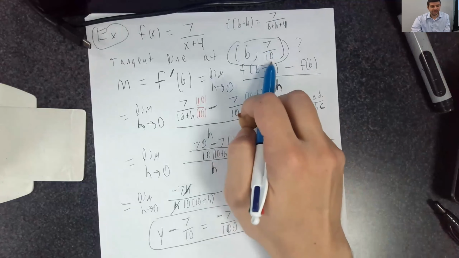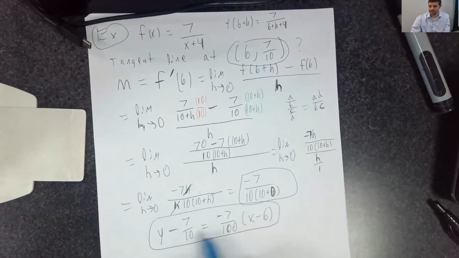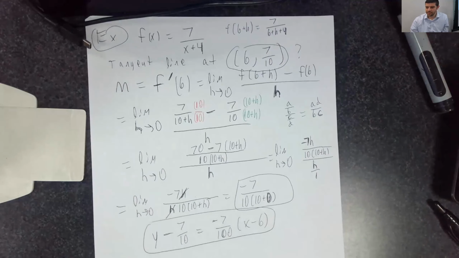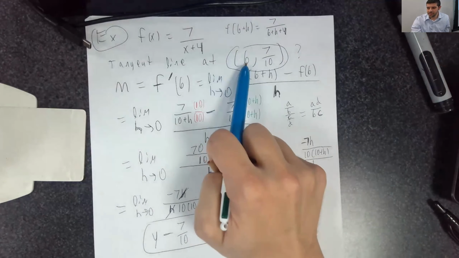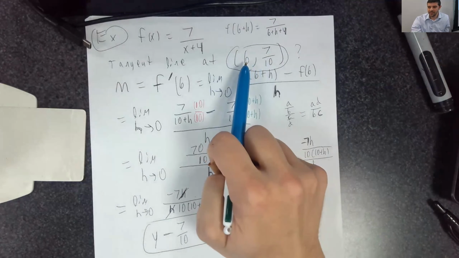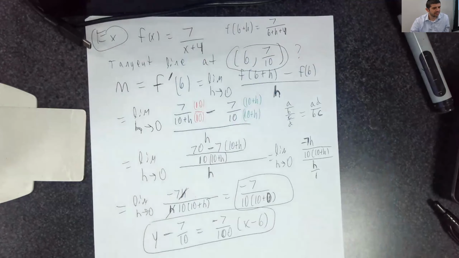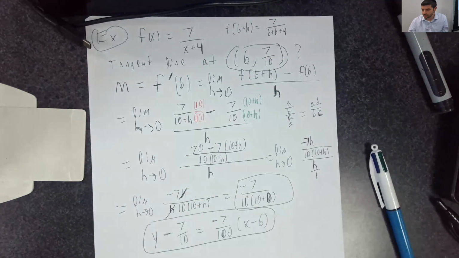So the point is 6, 7/10. So the y value is 7/10. X value is 6. So they'll give you the point. Either they'll give it to you in this form, 6, 7/10, or they'll just tell you at 6. So you'll get the 7/10 on your own. You could just plug in x equals 6. Then you'll get the 7/10. So they have to give you the point that they're asking you about.